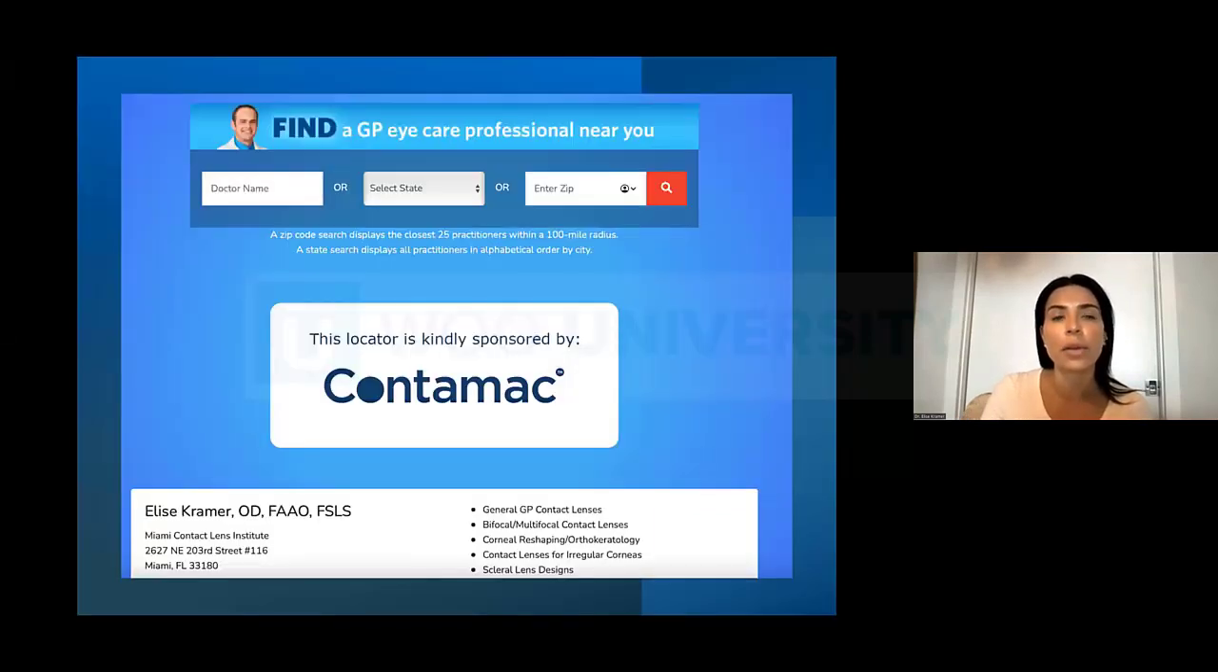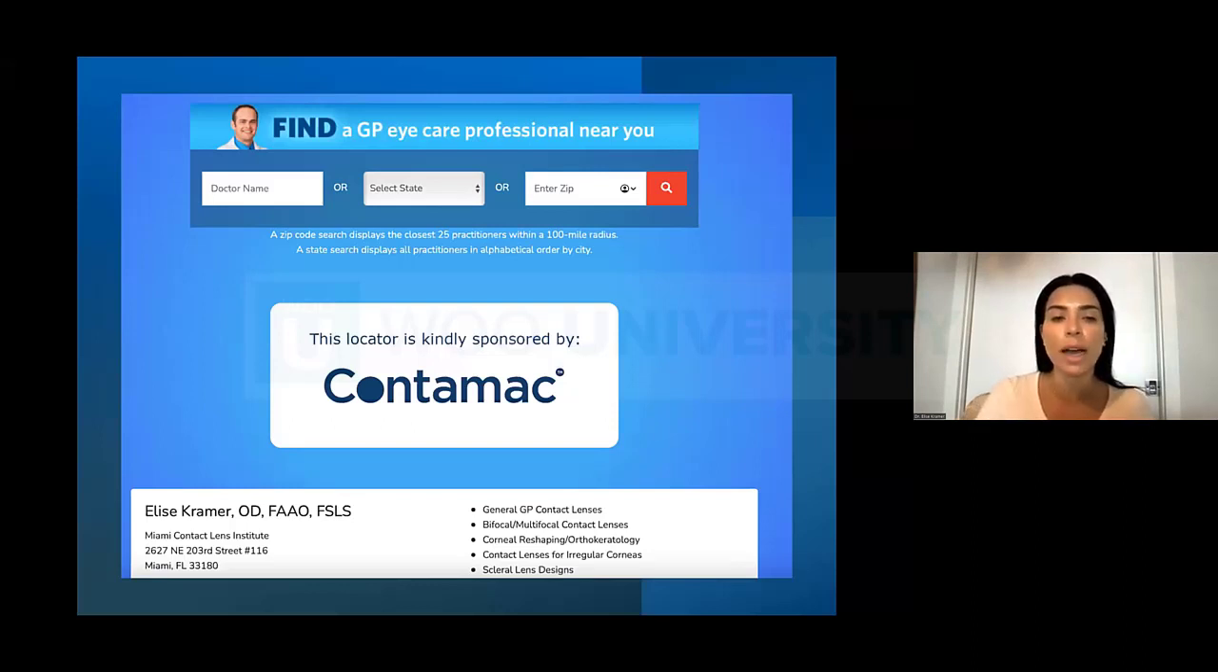And then again, if you fit or want to find someone who fits GP lenses, so gas permeable lenses, you can look for doctors. So this has a doctor locator. You can search by the doctor's name, by the state, zip code. And then if you look at the bottom, I put myself there and you can see all the different things that the practitioner would be proficient in. So scleral lenses, irregular corneas, orthokeratology. For someone who has keratoconus, they're going to be interested in GP contact lenses or contact lenses for irregular corneas or scleral lens design.